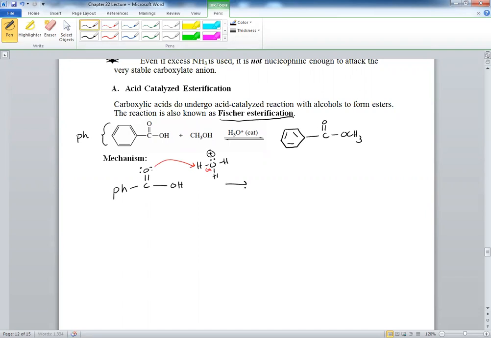And you're probably now familiar with what happens from one step to the other. You do enough of these mechanisms and then you really start predicting what the next step should be. Okay, so we protonated this. We made the carbonyl carbon more electrophilic. So what do you think happens next?